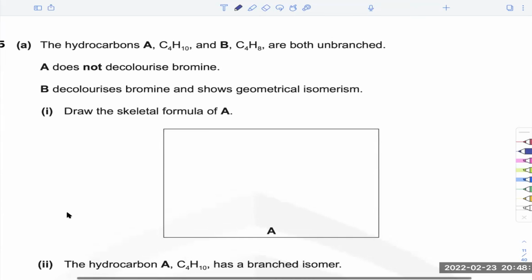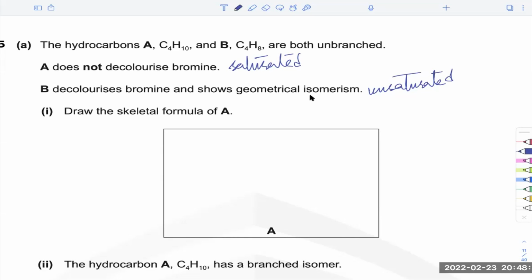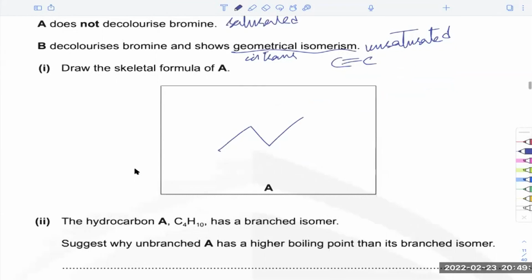Hydrocarbon A, C4H10, and B, C4H8, are both unbranched, straight chain. A does not decolorize bromine, so that shows there's no double bond. Saturated, that's what it means. B decolorized, so unsaturated. Geometrical isomers, definitely double bond, and cis-trans, that's what it means. Skeletal formula of A: 4 carbons, so 1, 2, 3, 4.